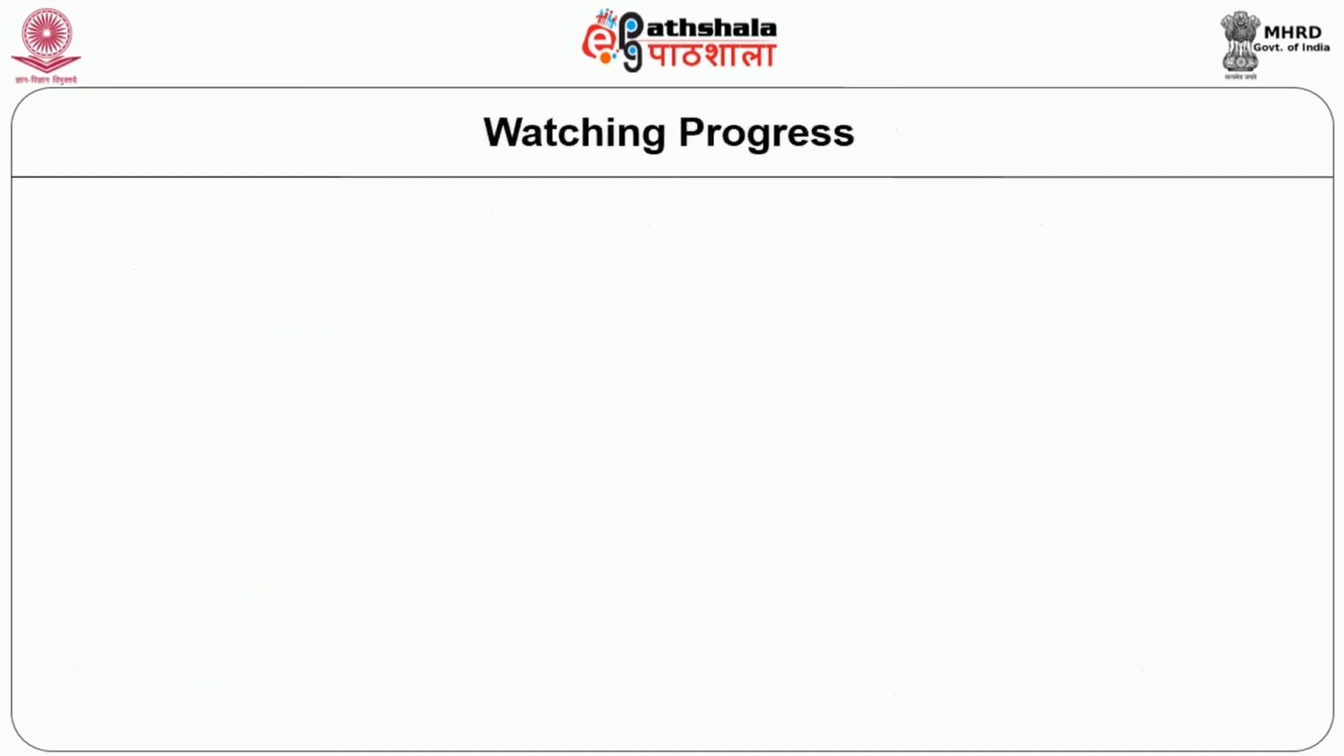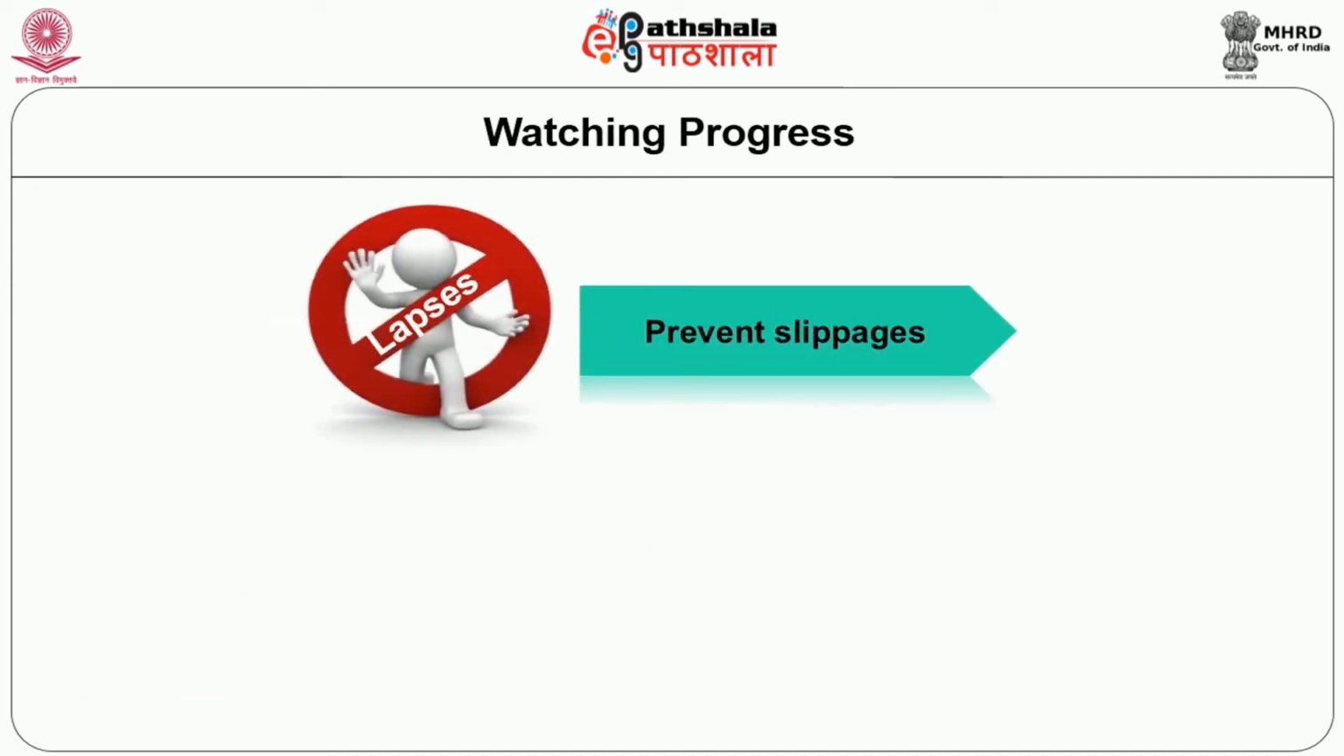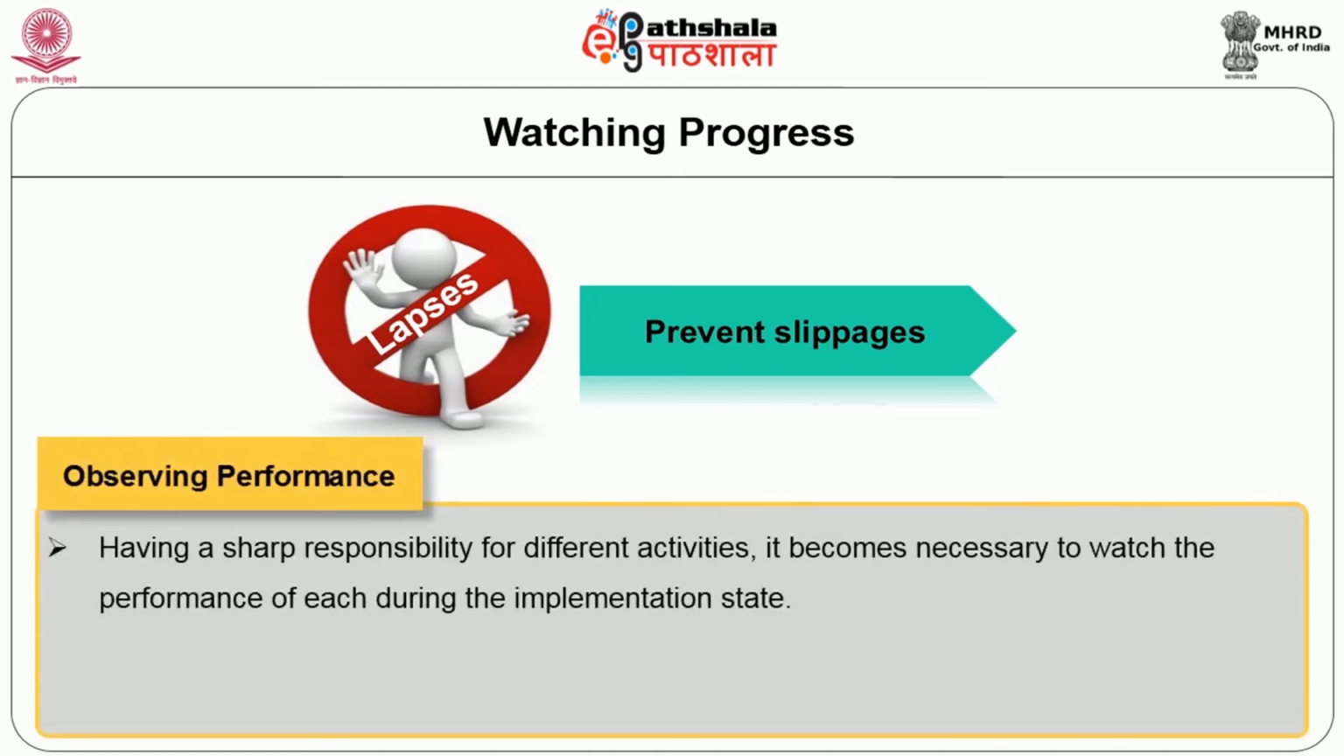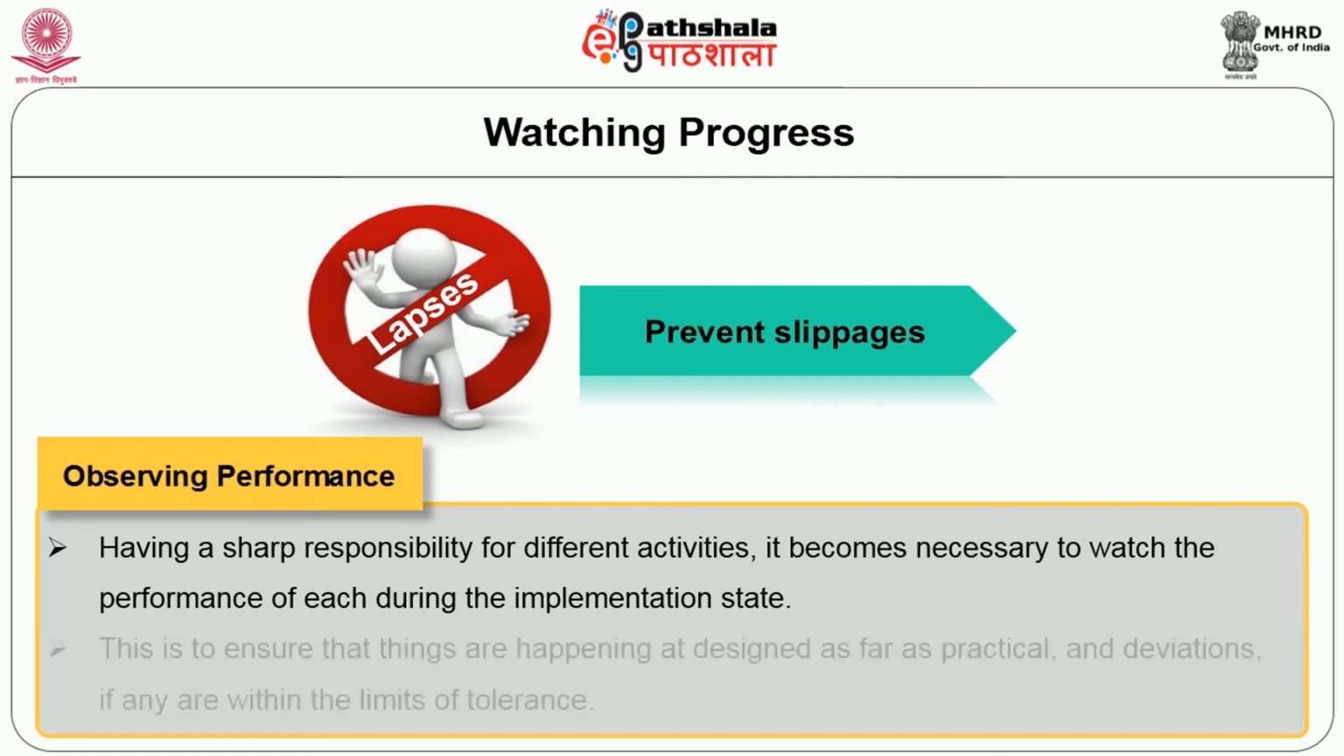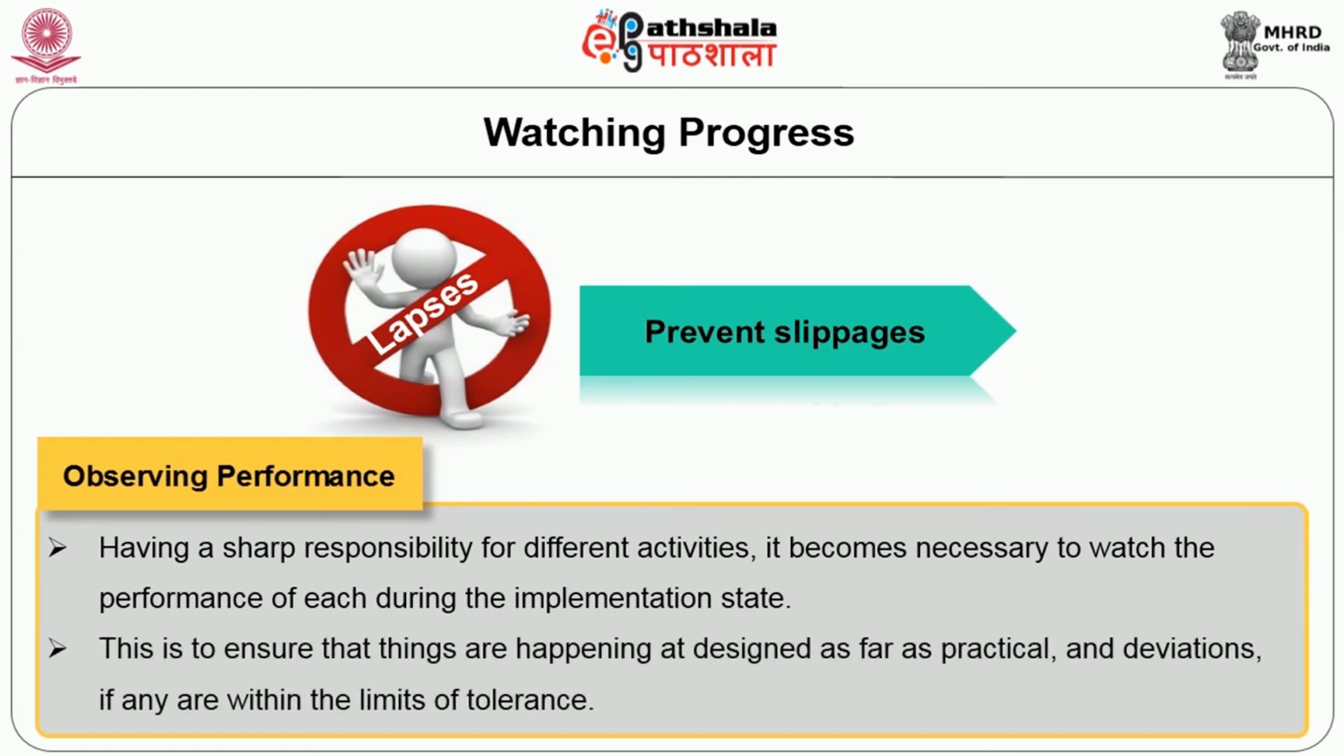Watching the progress. This is essential to avoid lapses and to prevent slippages. Observing performance: having a sharp responsibility for different activities, it becomes necessary to watch the performance of each during the implementation stage. This is to ensure that things are happening as designed as far as practical, and deviations, if any, are within the limits of tolerance.